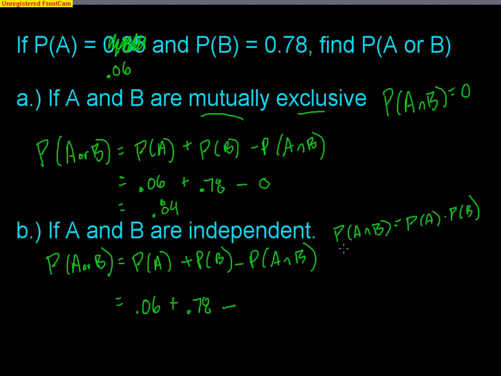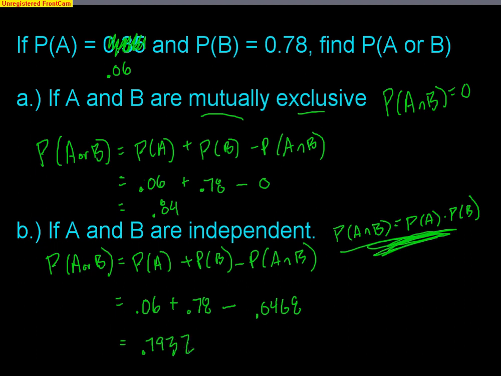Again, this is only true. This statement right here is only true if you're independent. Well, it says they're independent, so to figure out A and B, I'm just going to take 0.06 times 0.78, and I get 0.0468. Okay? So now to find the probability of A or B, I'm going to take A, 0.06, plus B, 0.78, minus the 0.0468, and I get 0.7932.